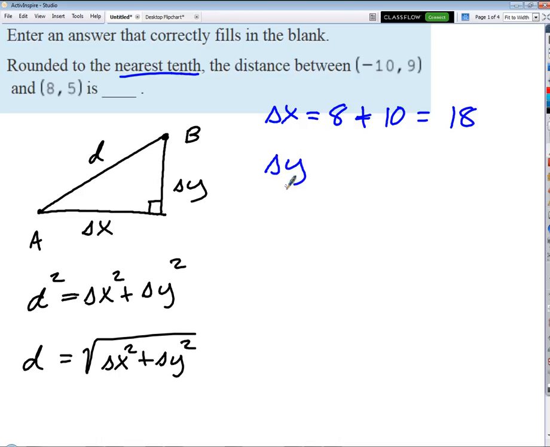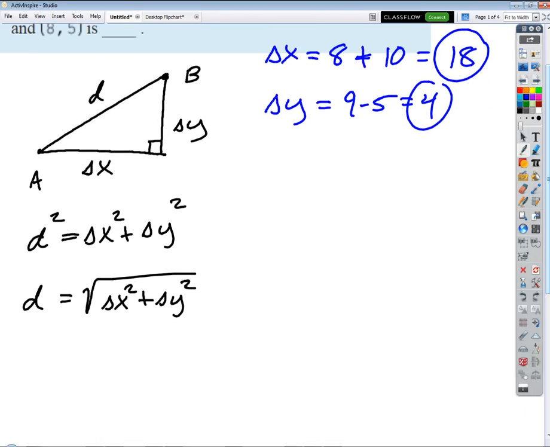Shaw, what are the two y coordinates in those points? 9 and 5. Which is bigger? 9. So delta y is then going to be what minus what? 9 minus 5. Good, which is 4, right? So now all we have to do is take those two values and plug them into the Pythagorean theorem. So we end up with d equals the square root of 18, that's my delta x, squared, plus delta y, which is 4 squared.